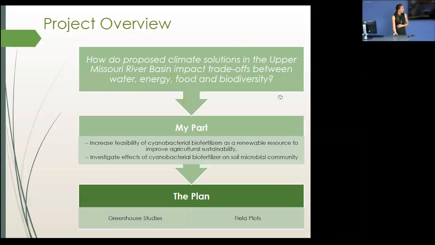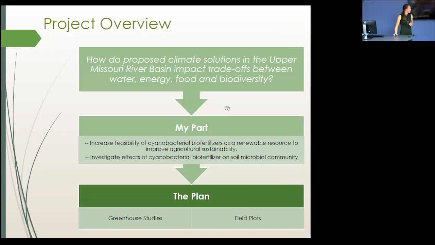Okay, there we go. So as we're looking at climate solutions in the upper Missouri River Basin, and trade-offs between the water, energy, food, and agriculture, fertilizer is the most significant source of greenhouse gases in agriculture. So increasing feasibility of biofertilizers, specifically looking at cyanobacterial biofertilizers, is where my part comes in, and more specifically looking at changes in the microbial community as a result of implementing these biofertilizers. My general plan is looking at greenhouse studies as well as some field plots that we have out at the post farm to do that.